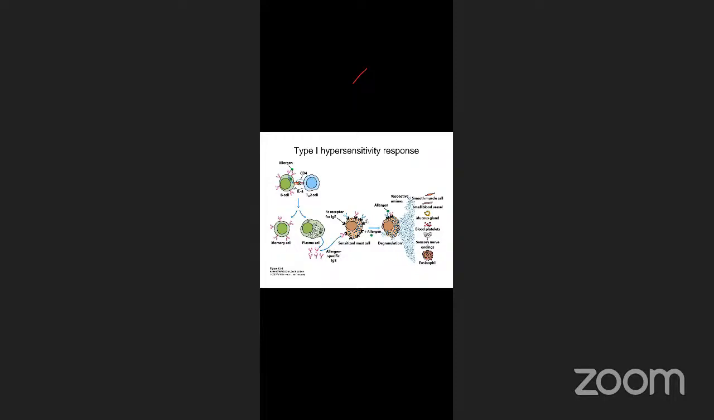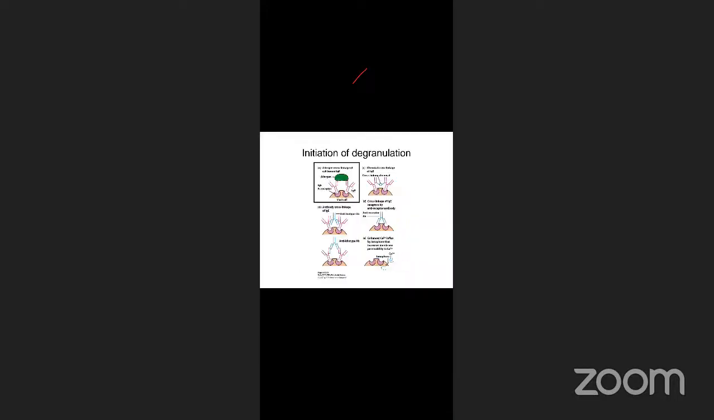After the degranulation, the pharmacologically active ingredients will be released, and these can be categorized into two classes: primary effector mediators and secondary effector mediators. I will show the diagram. This is the initiation of degranulation. I will explain once again.